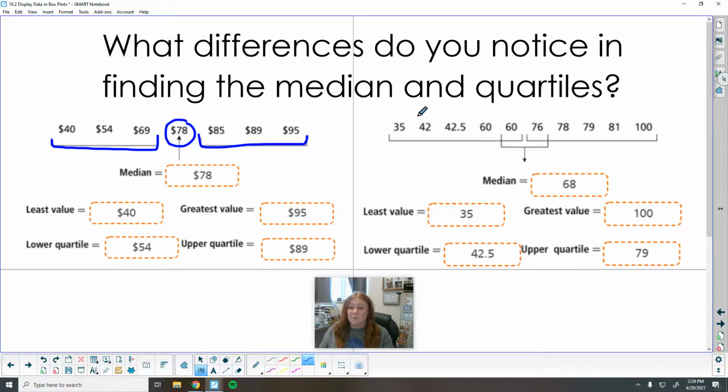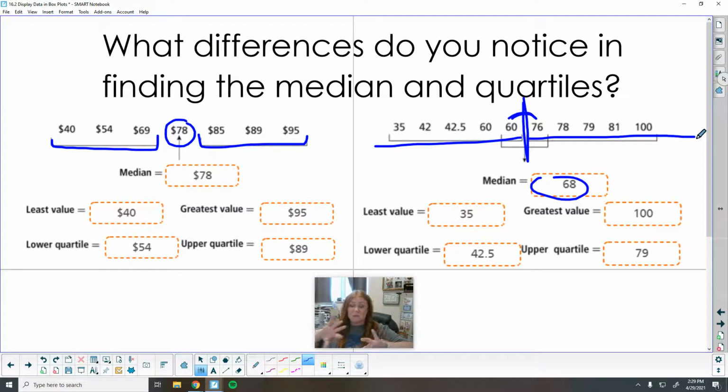On this one here, it had 1, 2, 3, 4, 5, 6, 7, 8, 9, 10 pieces of data. So these 2 were in the middle. When we found it, it was 68, and there was no 68 on here that we just circled like the other one. So we split this in half, half to this side, half to this side. When you have an even amount of data, 1 goes to one side, 1 to the other. If it's odd, there's just 1 in the middle, then you're done with that number.